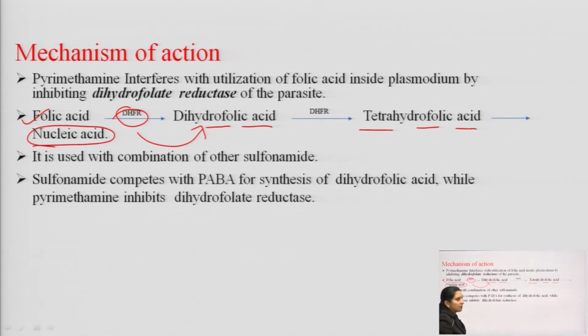So, we can understand that if DHFR gets inactivated, or if this dihydrofolate reductase enzyme gets destroyed, there is no formation of nucleic acid and no survival of the parasite is possible. So, it is also used in combination with other sulfonamides.